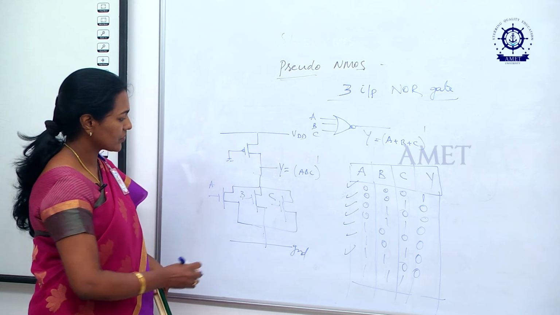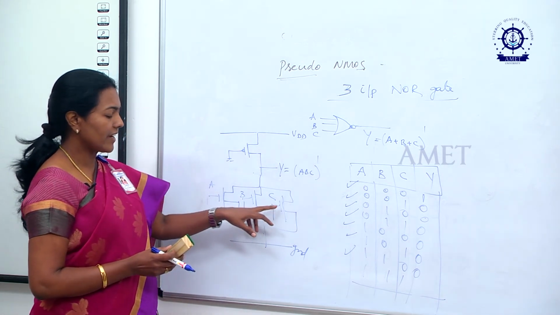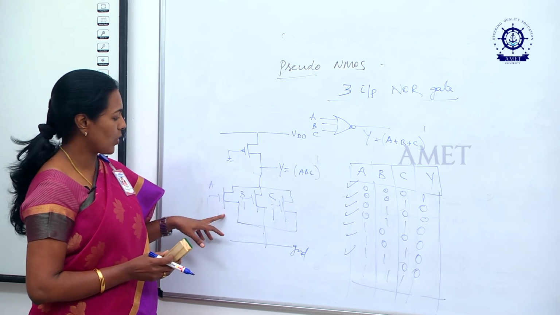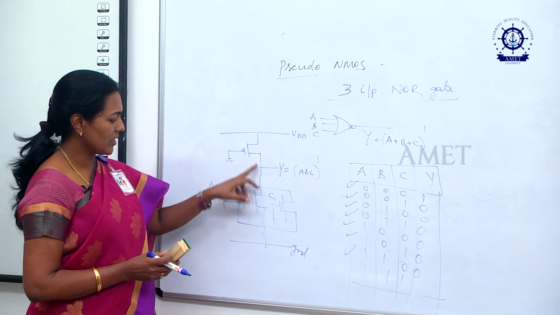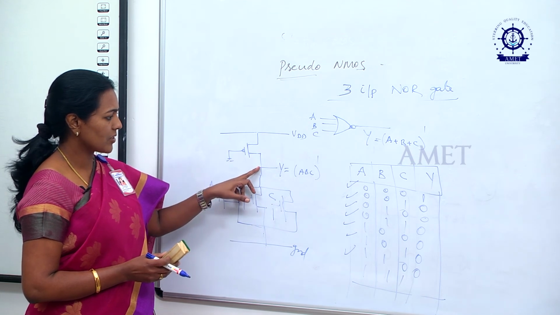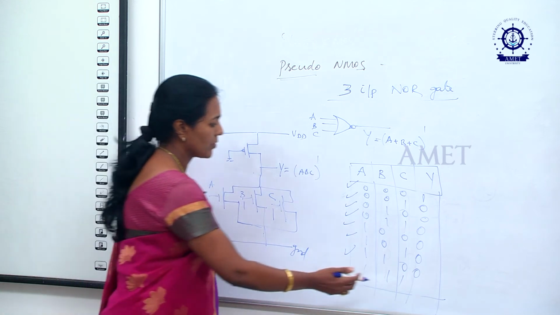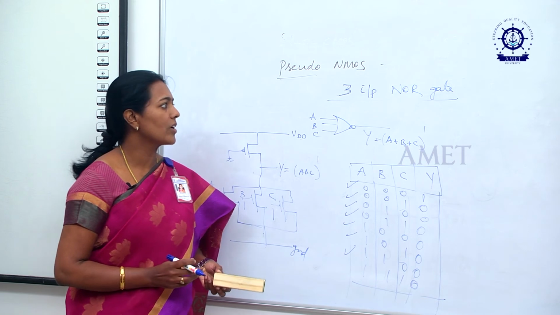If all transistors are 1, that is, if the gate voltage of all transistors is equal to 1, what will be the output? All transistors will conduct, so naturally all current will go towards ground. There is no potential drop at this point, so it is equal to 0. So, this is for pseudo NMOS.